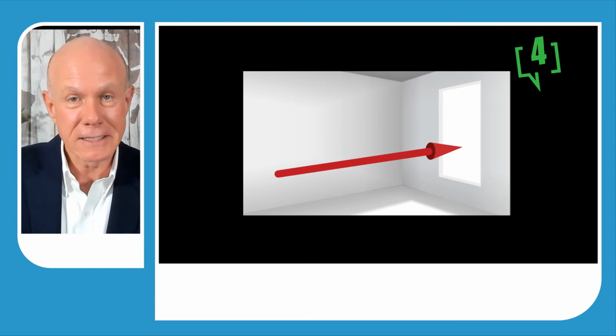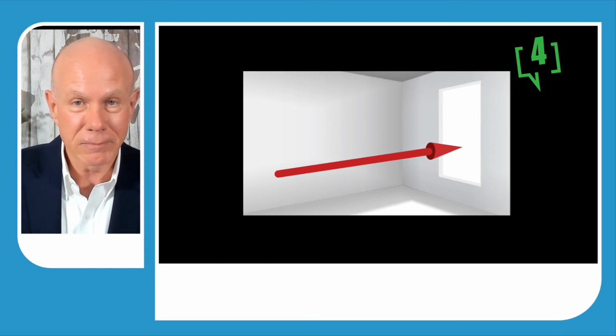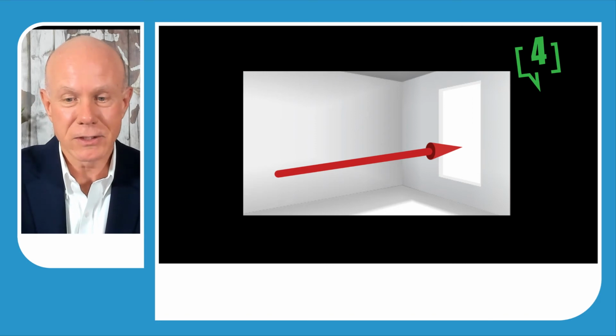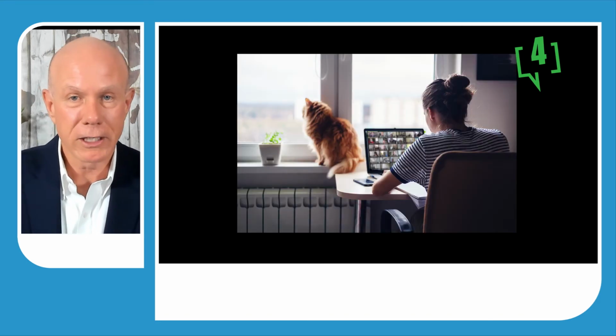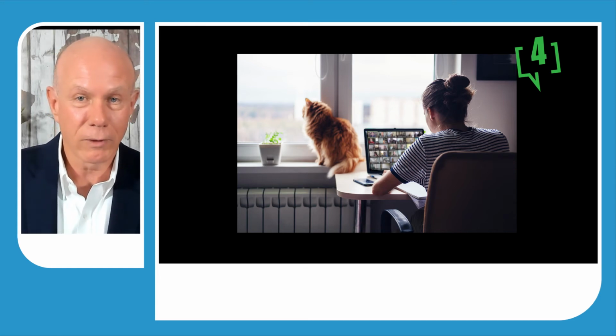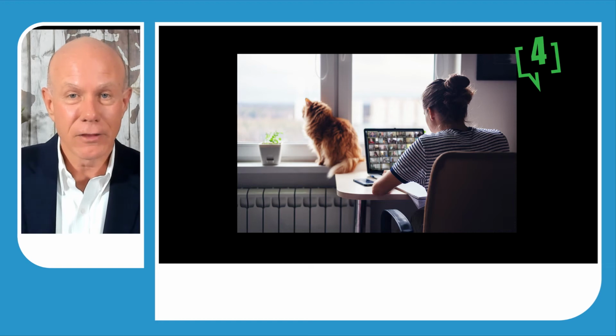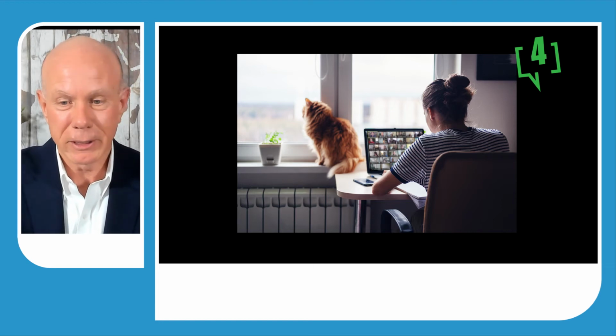We can't see your face, and you can only have connection if we see your face. So get yourself seated facing the window. Make sure your cat is on the other side of the monitor, your dog is in your lap or on the floor, whatever. But face the window and you will be well lit. That way we'll be able to see you and connect with you.